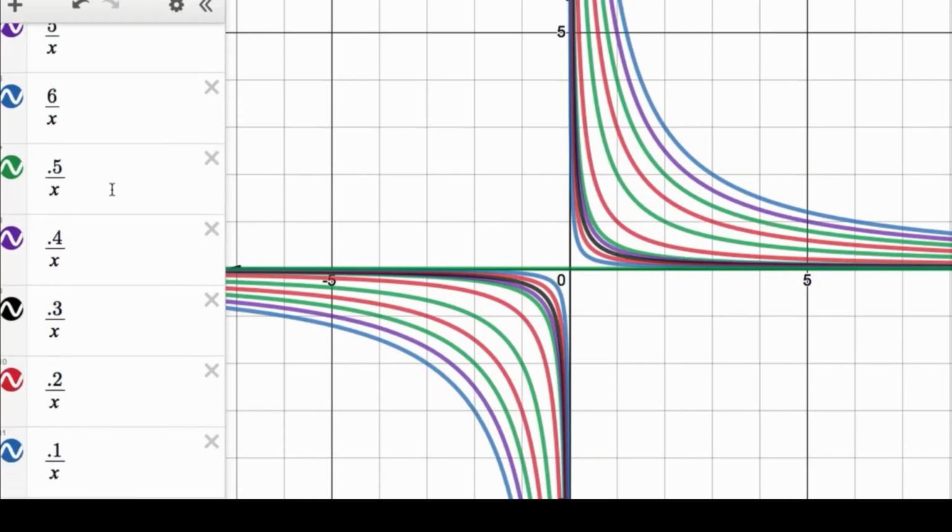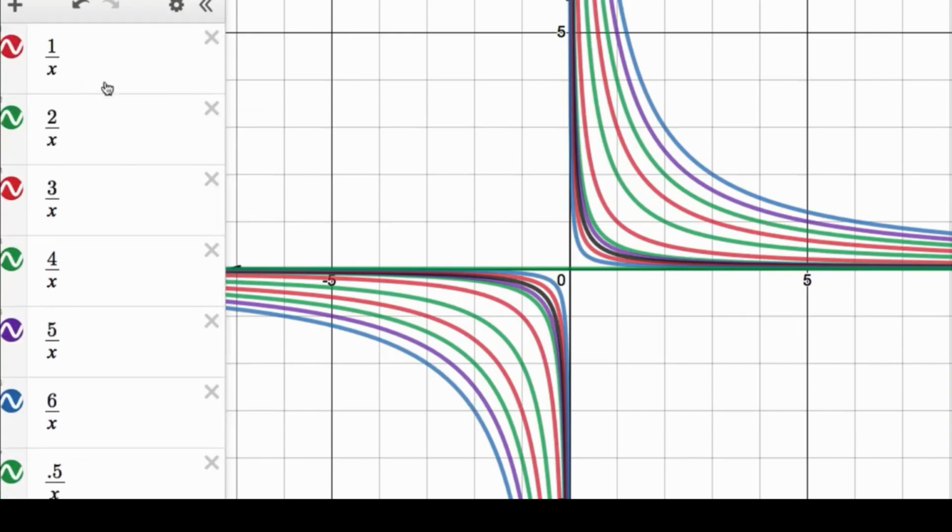There's a pattern. From the mother function 1 over x, if we multiply it by a number greater than 1, the graph becomes bigger and bigger. And if the graph is multiplied by a number between 0 and 1, the graph becomes smaller and smaller. That is the transformation which we call dilation. And dilation has two parts. One is to enlarge, represented by multiplying by a number greater than 1. And the other one is to reduce, which is represented by a scale factor that is between 0 and 1.